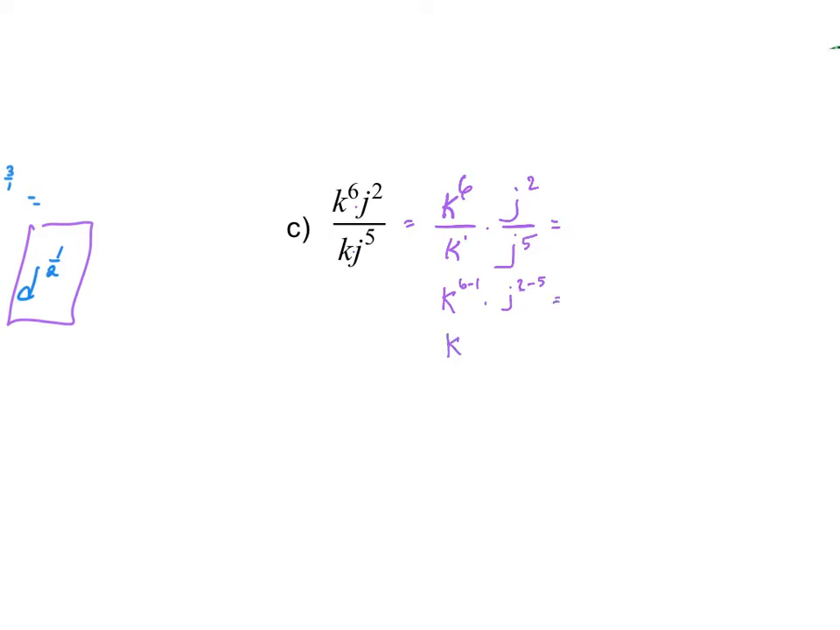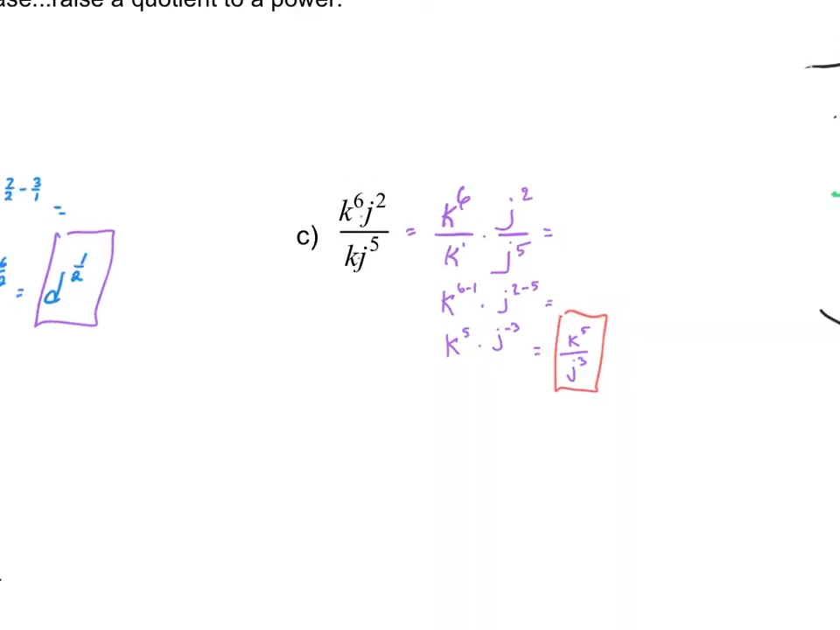So we have k to the 5th times j to the negative 3rd. Now we know that we can rewrite that in the positive exponent, so we would find the reciprocal. So we would end up with k to the 5th over j to the 3rd. We have written that in its simplified form with positive exponents.